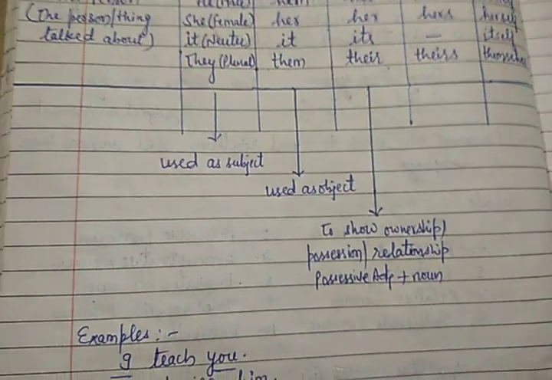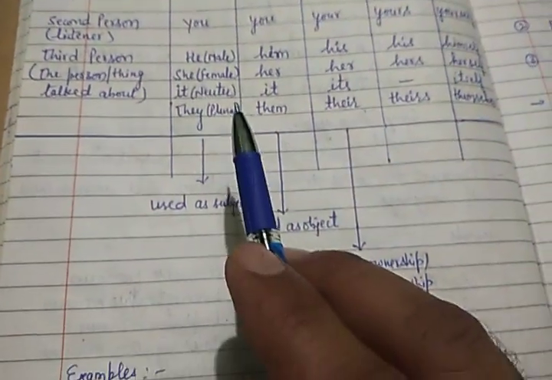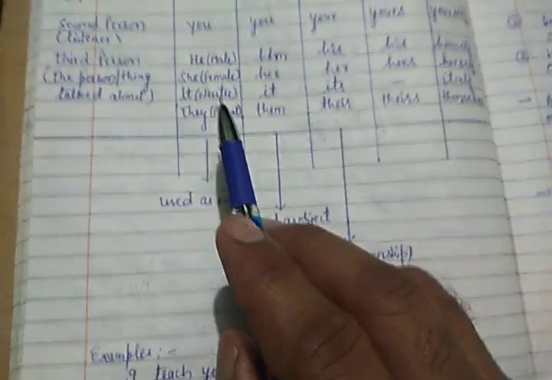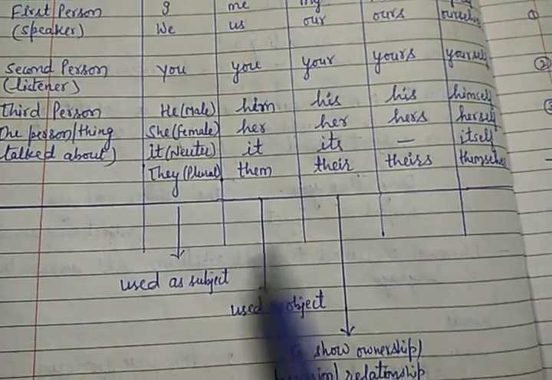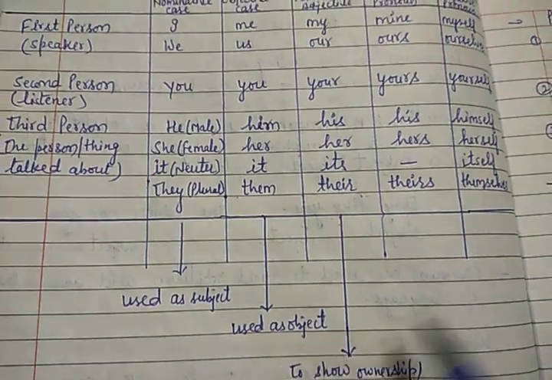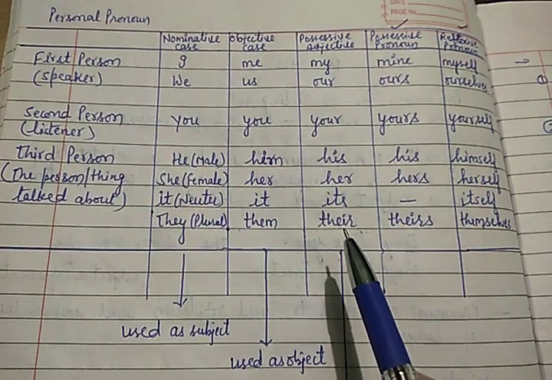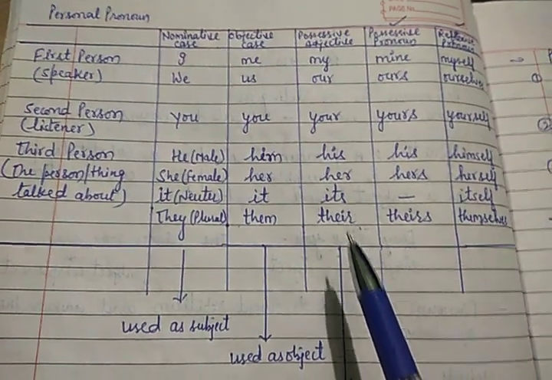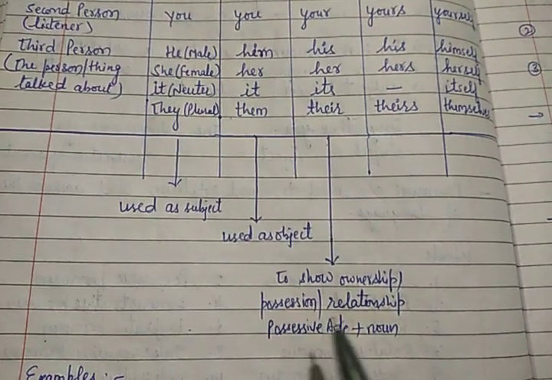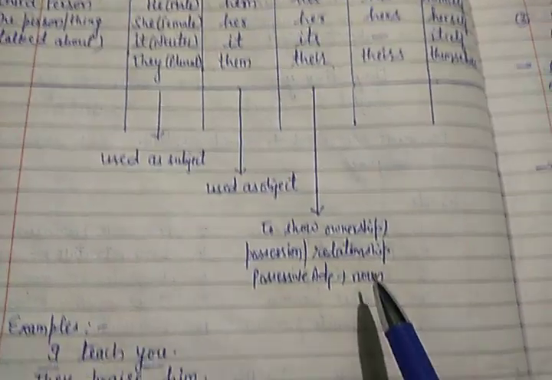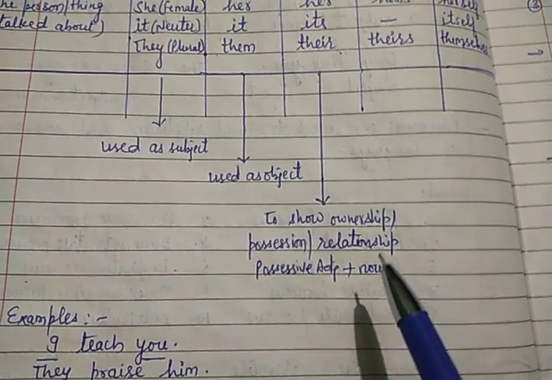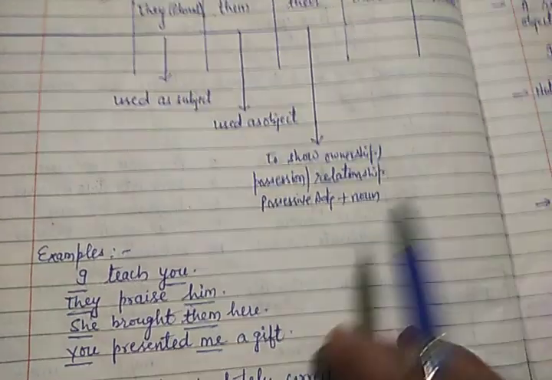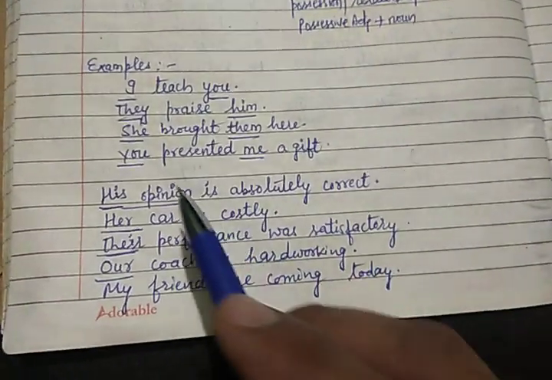In order to know in detail about them, we have come to know that the words that are written in this particular box are used as subject, in the next they are used as object, and in the next box they are called possessive adjectives, and they always take a noun after them, and they are used to show ownership, possession or relationship. Let's have a closer look at the examples.